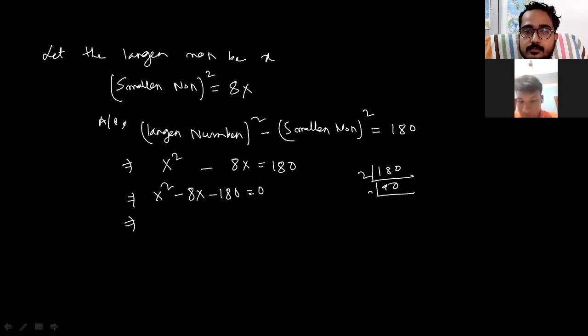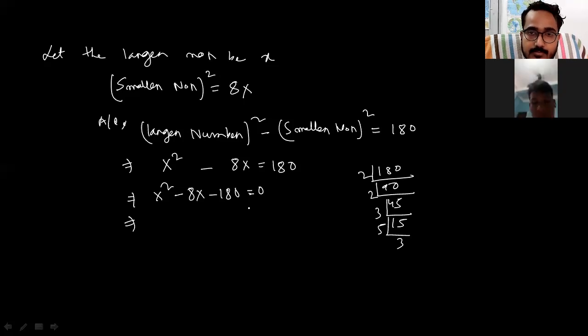Factorize it. Now we need 8x, so we have to divide 8x into two terms, one positive and the other negative. Now see, we need 8x and the multiplication must be 180.